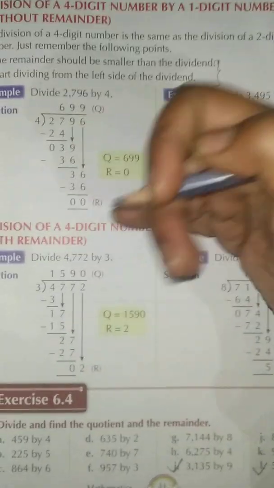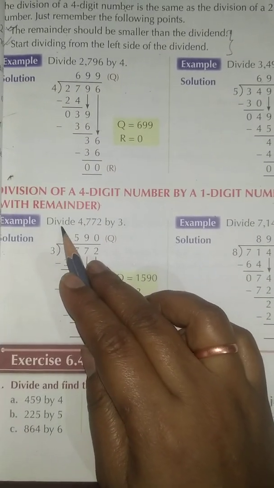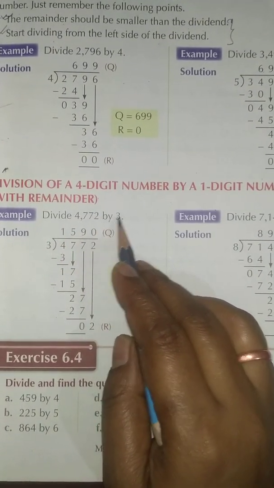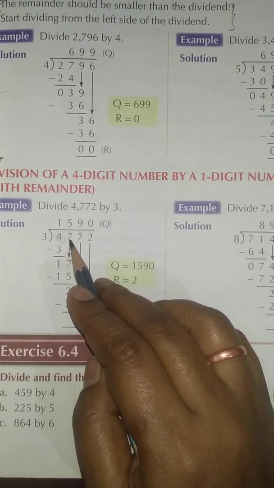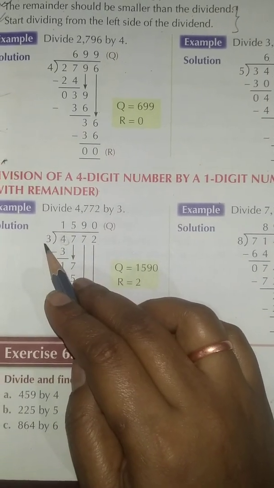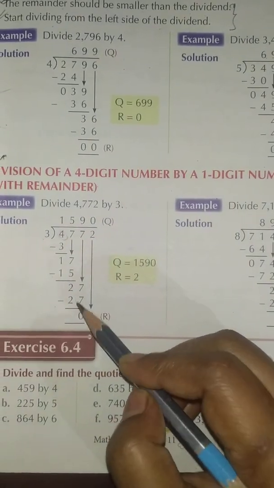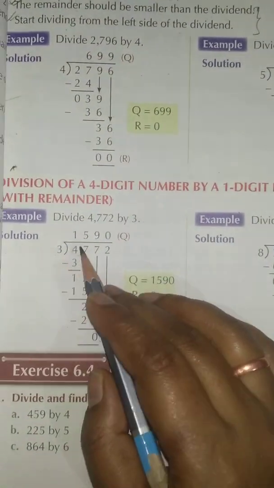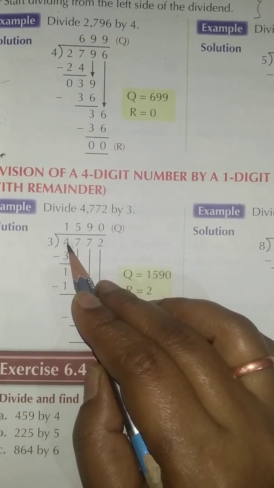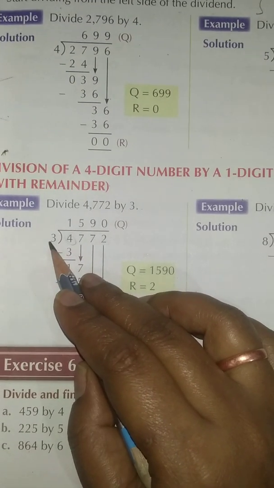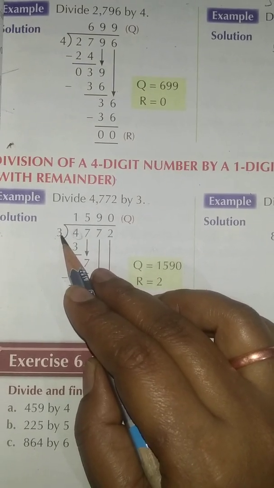So here I am going to show you the division of a 4-digit number with remainder. Here it is given, divide 4772 by 3. The dividend is 4772, the divisor is 3, and the quotient has come 1590 and the remainder 2. As you see, here is 3 and here is 4. We have learned that the first digit must be greater than the divisor, then only we can divide. Here 4 is greater than 3, so directly we can divide it.